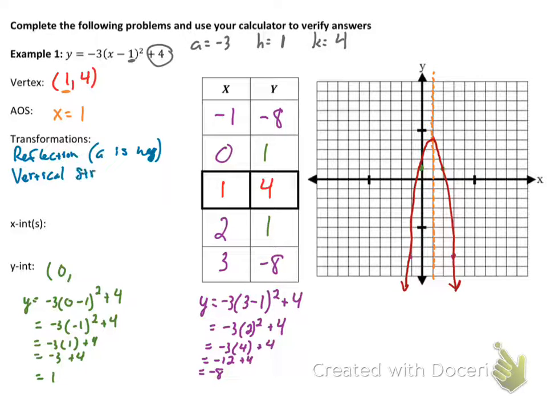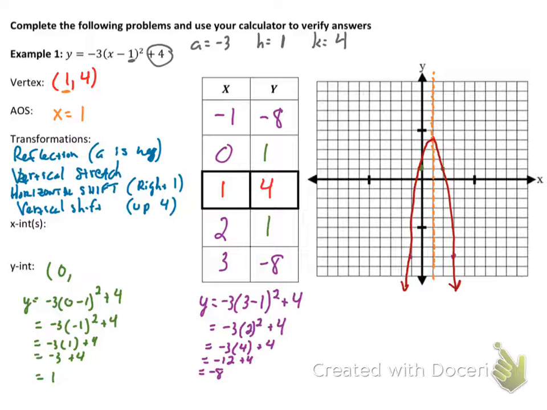Vertical stretch. Okay, now for a horizontal and a vertical shift, we need to look at our vertex. If you'll notice, our vertex changed from 0, 0 to 1, 4. So for the horizontal shift, it went to the right 1. And for the vertical shift, it went up 4. Okay, so those are the transformations that are going on here.